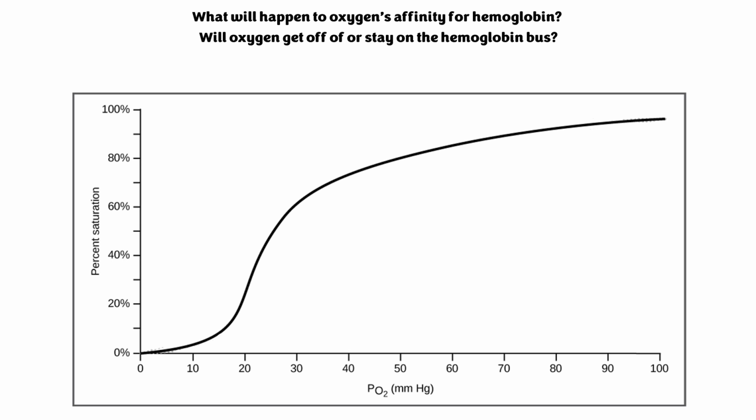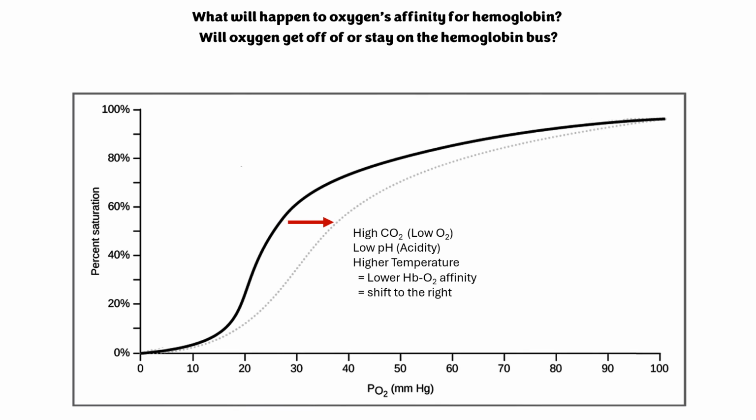So if we take the information that we just looked at in the previous scenario, where we had high carbon dioxide levels and low oxygen levels, low pH or acidity, and a higher temperature, these are the conditions wherein we're going to find that hemoglobin and oxygen have lower affinity. They're less likely to remain bound together, which means that oxygen is going to leave the hemoglobin bus. And on this chart, that's going to cause a shift to the right, which means that this line is going to shift to the right.